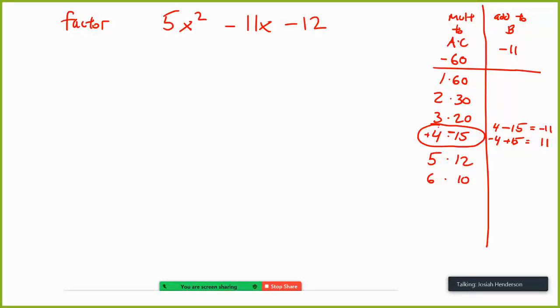Now, remember, what do we do when we've made this list and we found the right configuration of numbers? We split up B. So I'm going to go back to my actual problem here, and we need to write it as the negative 11x, but split up with 4x, negative 15x.